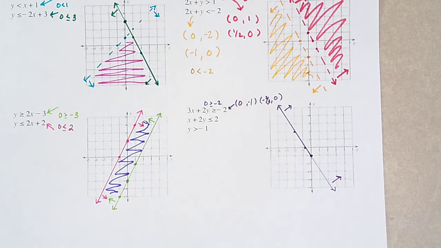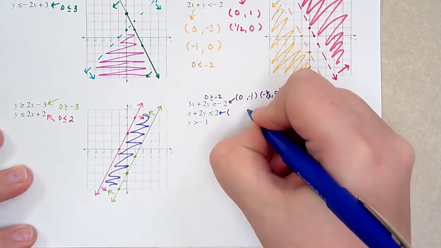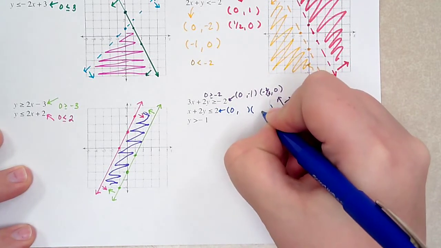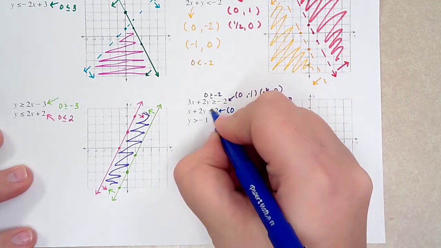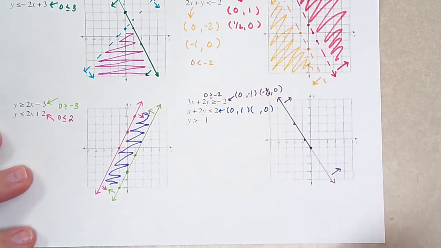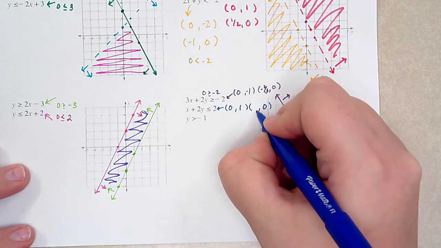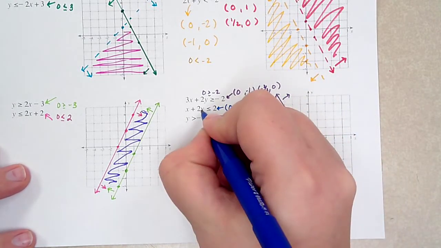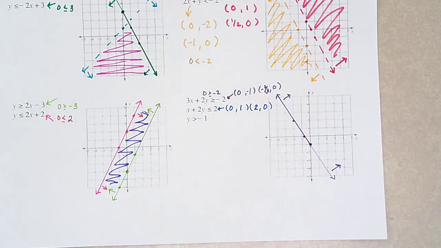Next up, x plus 2y is less than or equal to 2. This is another standard form, so I'm going to use that standard form method again. 0, comma something, something, comma 0. When I plug 0 in for x, I get 2y is less than or equal to 2. Divide both sides by 2, I get 1. Something, comma 0. Plug 0 in for y, I get x is less than or equal to 2. I'm just solving them as if they're equations.